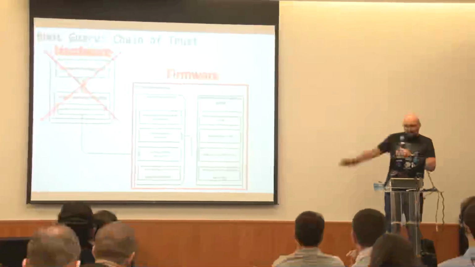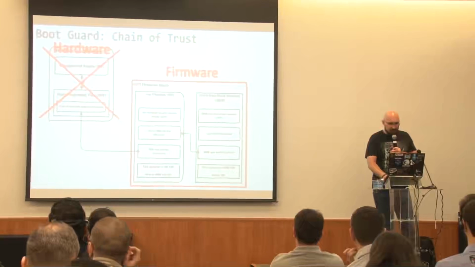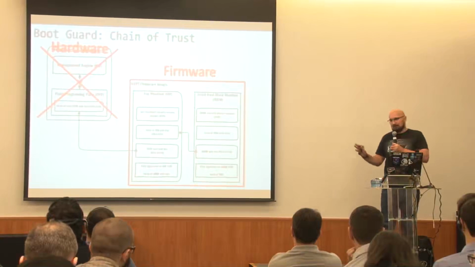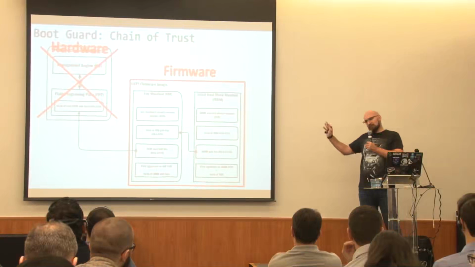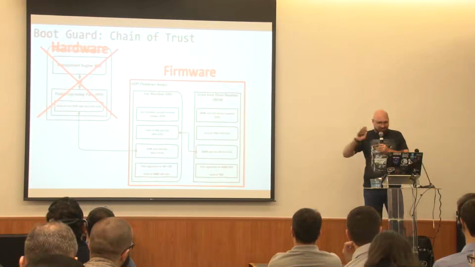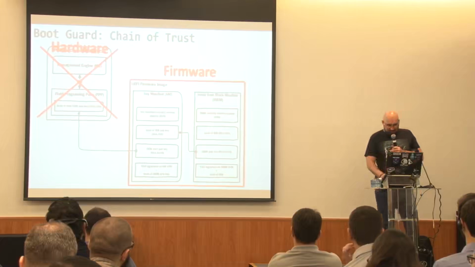So if we don't have the root of trust in the hardware, that actually means it's not very easy, but it's possible to bypass from the firmware. It doesn't matter if you use verified boot plus measured boot. It can be bypassed.